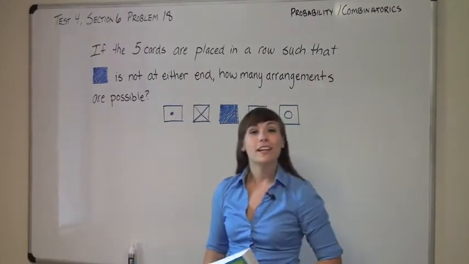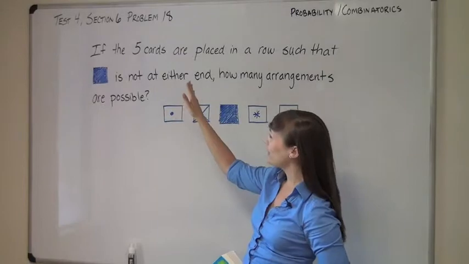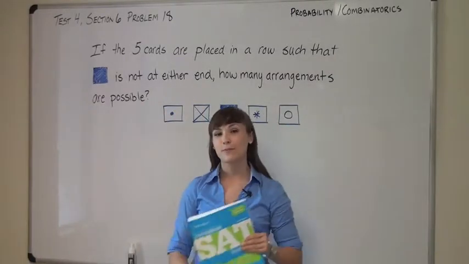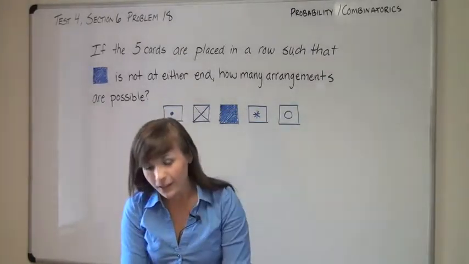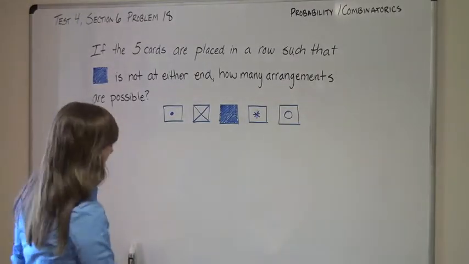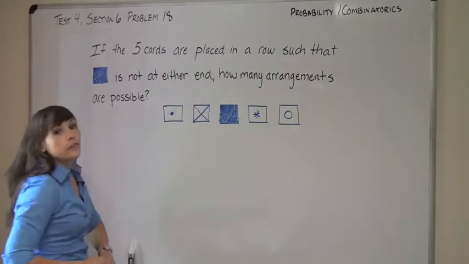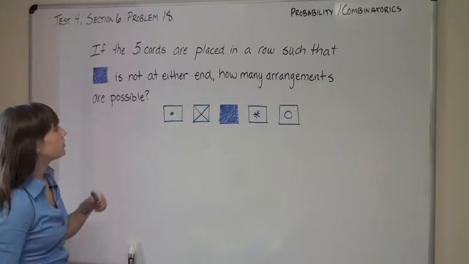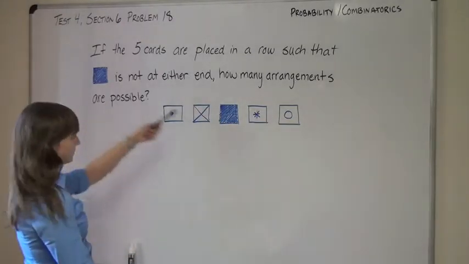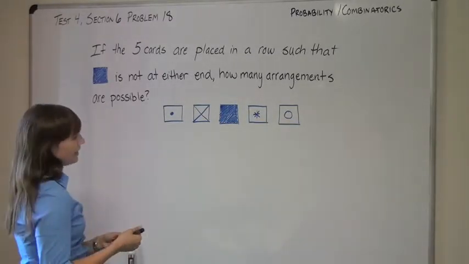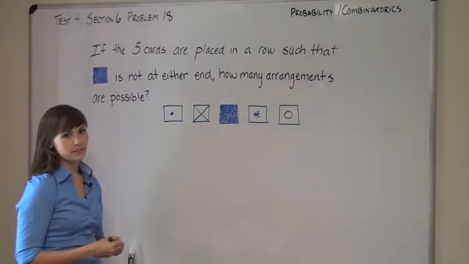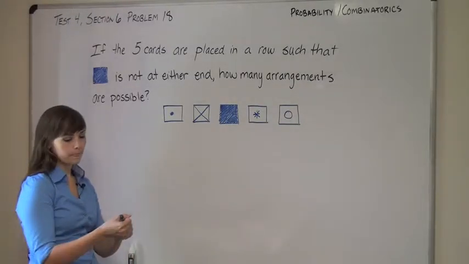My name is Jordan, and in this video, I'll be explaining Problem 18 from Section 6, Test 4 of this book. This is a combinatorics problem. The question reads, if the 5 cards are placed in a row such that this fully shaded one is not at either end, how many arrangements of these 5 cards are possible?